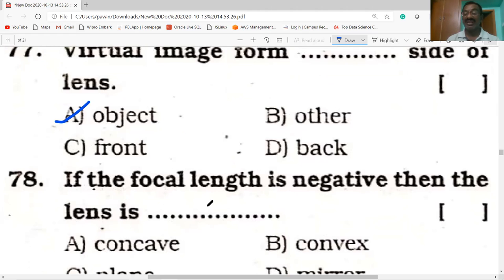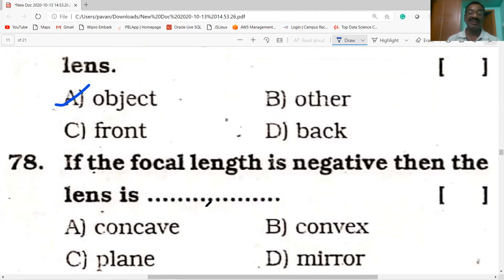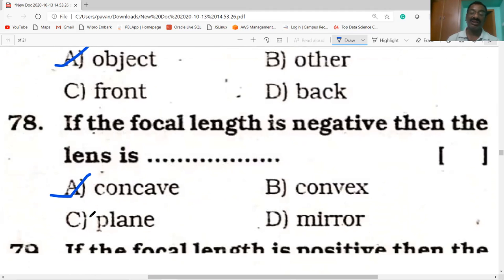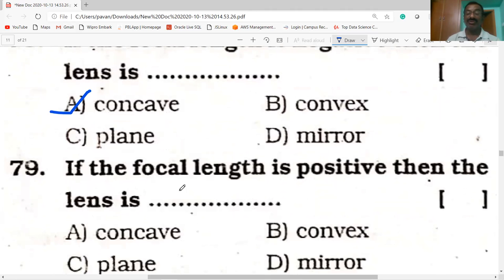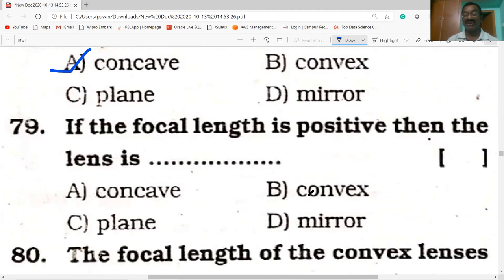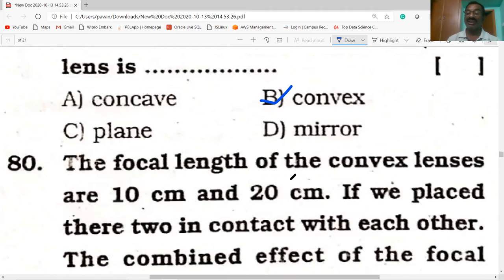If the focal length is negative, then the lens is said to be a concave lens. For a concave lens, the focal length is negative. If the focal length is positive, then the lens is a convex lens.